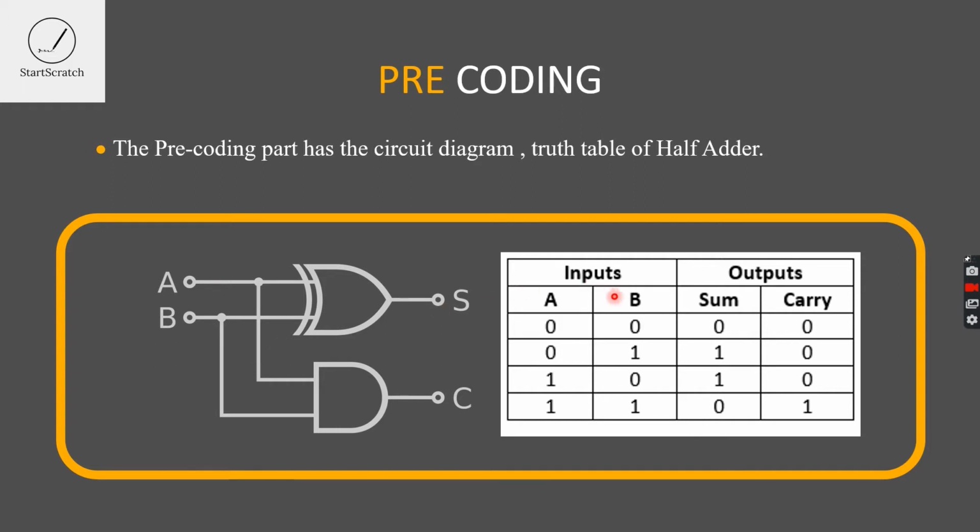Now coming to the truth table, you can find the nature of the truth table that we will be having three cases, that is sum and carry are 0, 0 as the first case, and sum and carry as 1, 0 that is the second case, and sum and carry as 0, 1 that is the third case. I will be using these three cases in developing my Verilog code. Now let's move to the coding part.